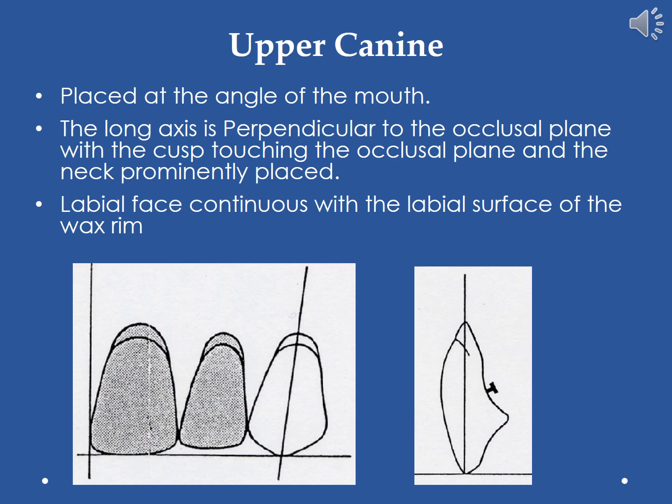The upper canine is placed at the angle of the mouth. When we look at the long axis of the canine, it's perpendicular to the occlusal plane, or the occlusal table of the articulator, and the cusp is touching the occlusal table. The neck is more prominent than the tip of the canine. The labial surface of the canine is continuous with the labial surface of the wax rim and also with the labial surface of the central incisor.